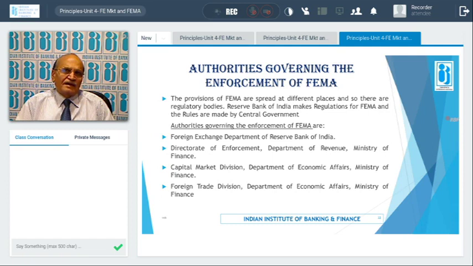Who governs the enforcement of FEMA? The authorities for governing enforcement of FEMA, basically number one, the Reserve Bank of India, Foreign Exchange Department. The Revenue Department, Ministry of Finance, Director of Enforcement is the enforcing authority. Capital Market Division, controlled by the Department of Economic Affairs, Ministry of Finance. Foreign Trade Division, Department of Economic Affairs, Ministry of Finance. These are all the regulating authorities for enforcement of FEMA.